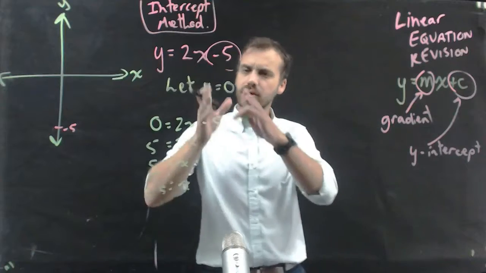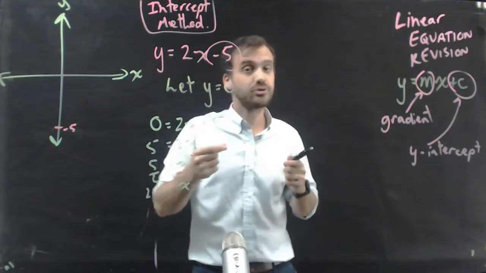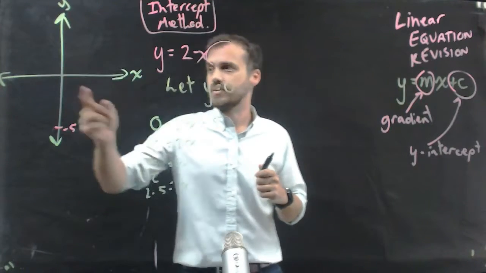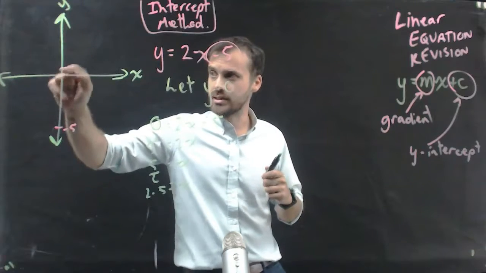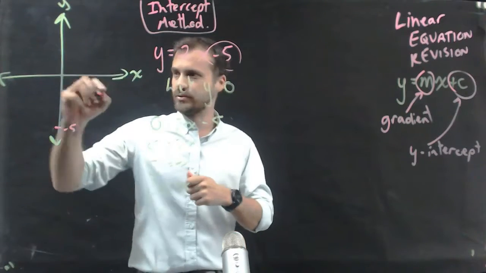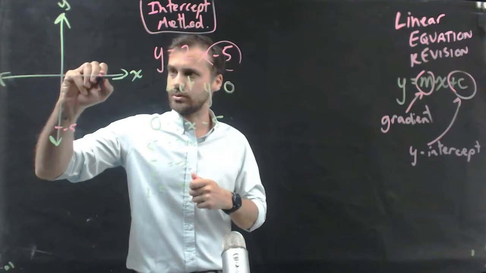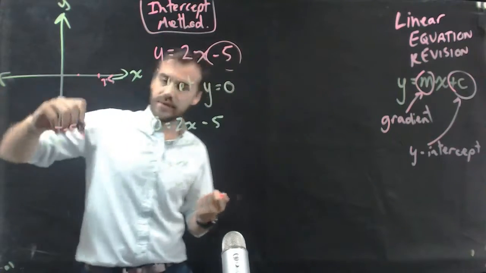Now the reason letting y equal 0 finds the x-intercept is because that's literally what the x-intercept is. The x-intercept is the point at which y is equal to 0. Okay, so in this case, 2.5. Down to 2.5 here. Doesn't need to be to scale, I'm just sketching here. Now, that's it.